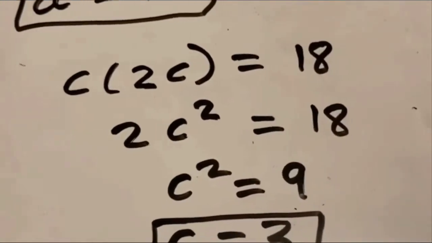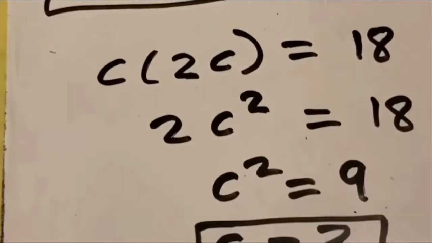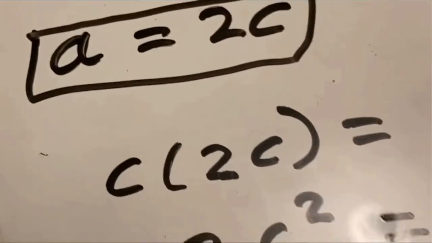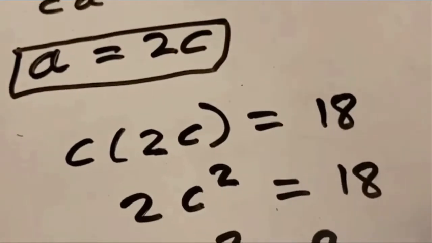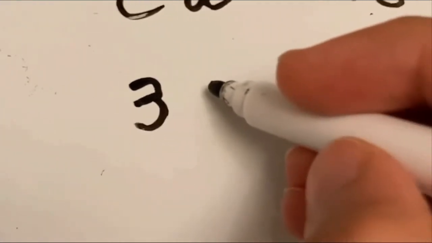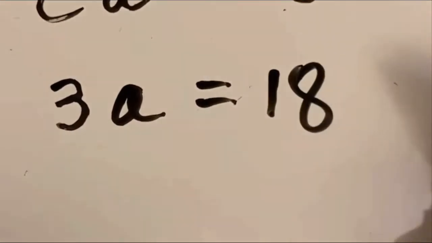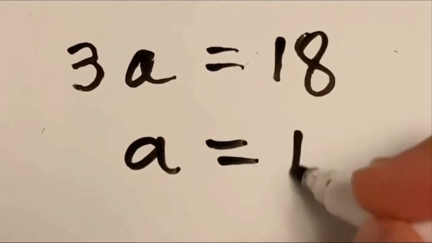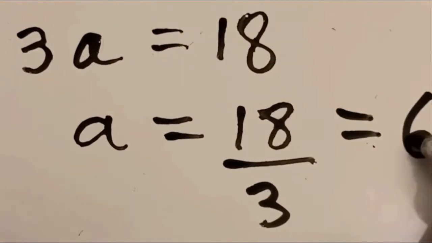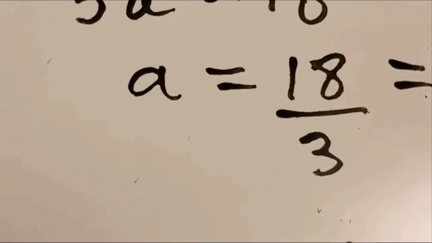So at least now we know one side is 3, and now we can find the other two sides easily as well. Looking at these equations, we know that c is 3. We can easily find a, because ca equals 18, and c is 3, so 3 times a equals 18. If we divide both sides by 3, we get a equals 18 divided by 3, and that is 6. So we now also know that a equals 6.